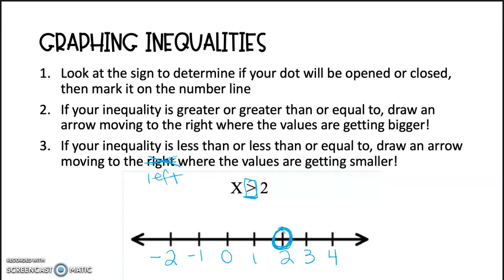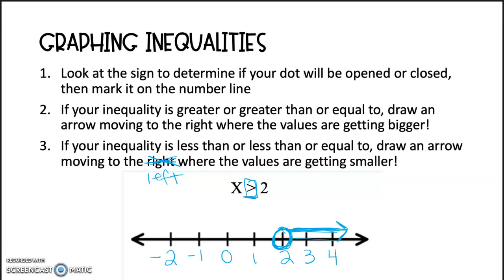So x is greater than. So we want to represent numbers that are greater than 2, which is 3, 4, and so on and so on. So that means I'm going to draw an arrow, a line with an arrow. It's a little messy looking, but that's okay. We're going to draw it going to the right, and that's it. That's all we're going to do to graph our inequality.